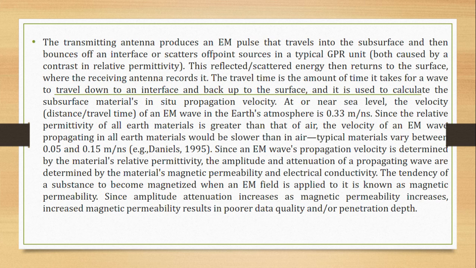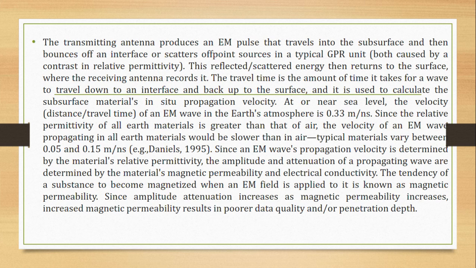At or near sea level, the velocity of an EM wave in the Earth's atmosphere is 0.33 meter per nanosecond. Since the relative permittivity of all Earth materials is greater than that of air, the velocity of an EM wave propagating in all Earth materials would be slower than in air. Typical materials vary between 0.05 and 0.15.